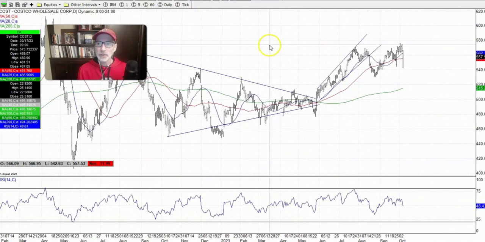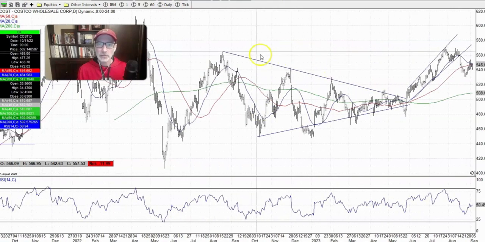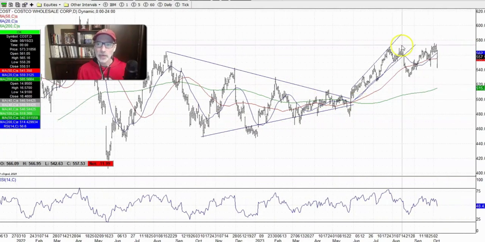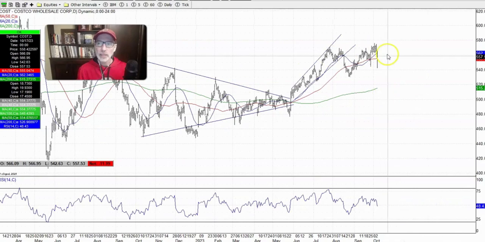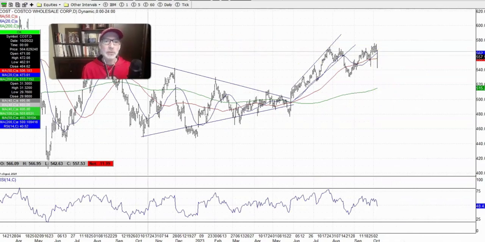So Costco, another stock where here's the congestion pattern. Okay. It started wide, gets real tight, and then it blows out in one direction. So this 1-day move on Costco, if you're nimble, you can play these things. Let's see if we got some other stocks here.